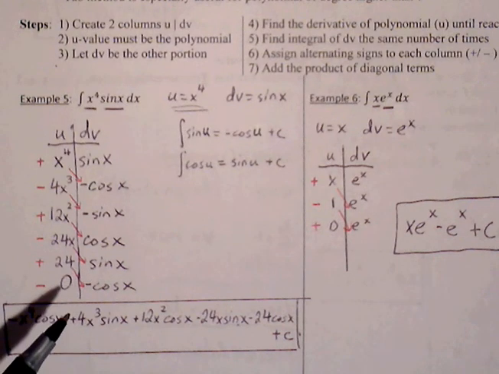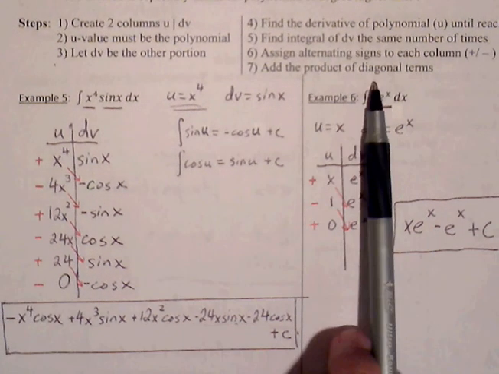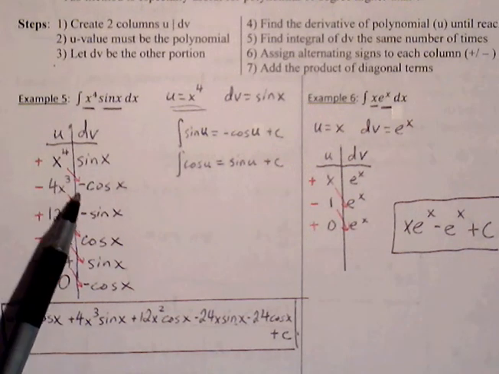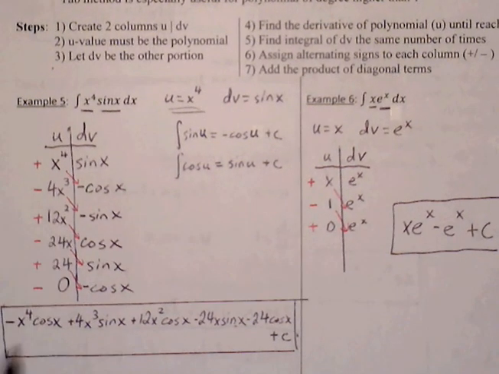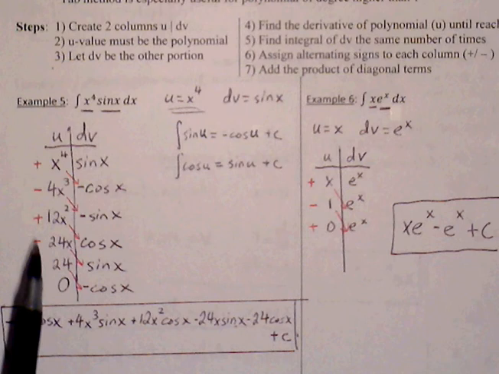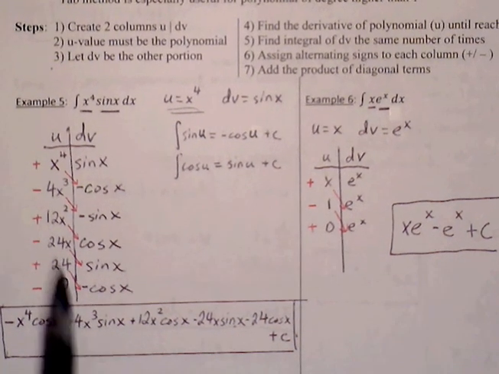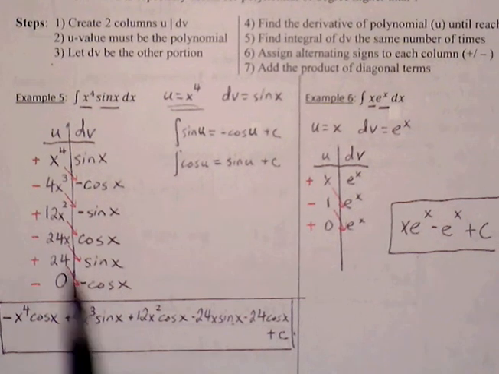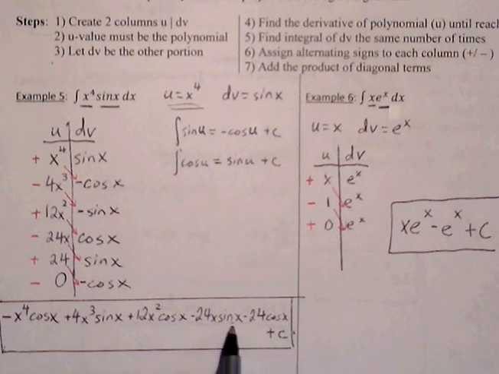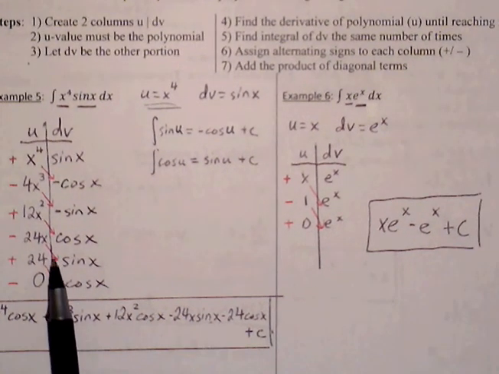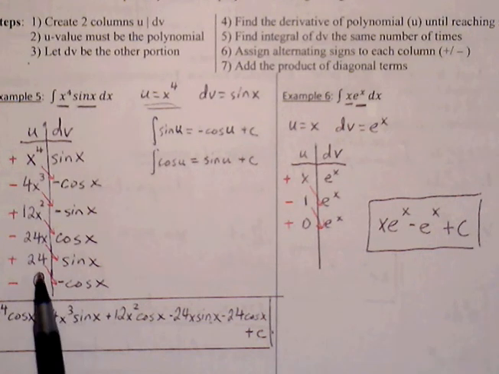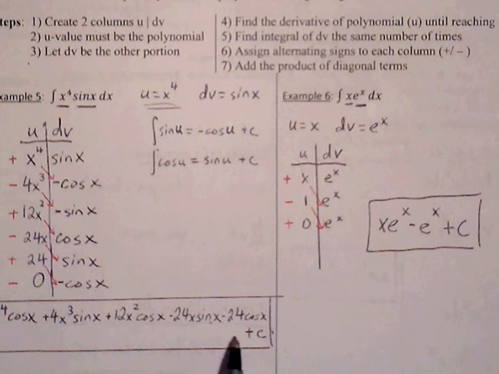Finally, we're going to add the product of diagonal terms. So x to the fourth times negative cosine of x. Okay, that's our first term. Negative 4x cubed times negative sine of x becomes positive 12x squared cosine x, negative 24x sine x. And finally, negative 24, because of the negative in front of the cosine here, negative 24 cosine x, and then finally plus c.